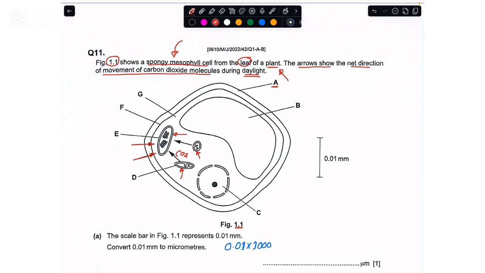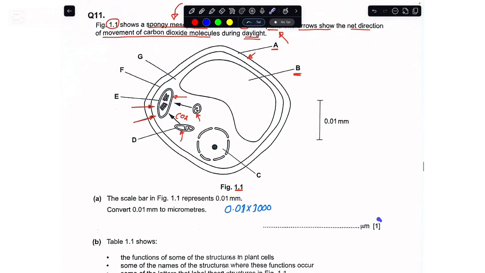The A that we have over here, this is the cell wall. The B that we have got here, this is the large vacuole. The G letter is indicating the cytoplasm. The F letter that we have over here is indicating the cell membrane. The E over here is the chloroplast. The D that we have here is the mitochondria. And the C that we have over here is the nucleus.